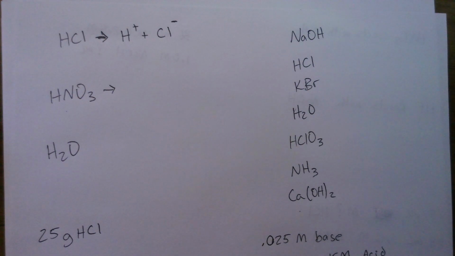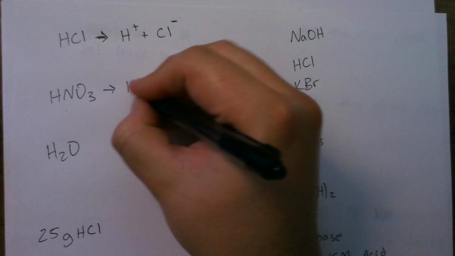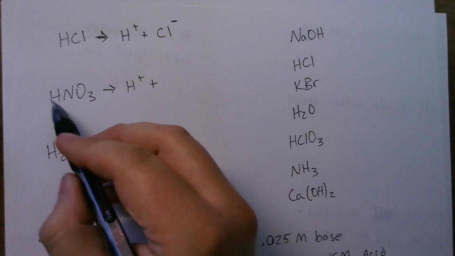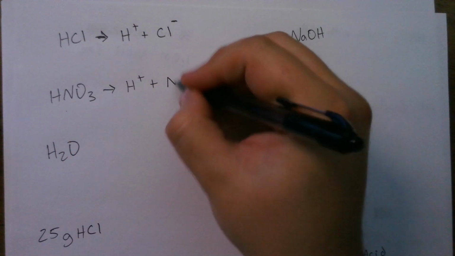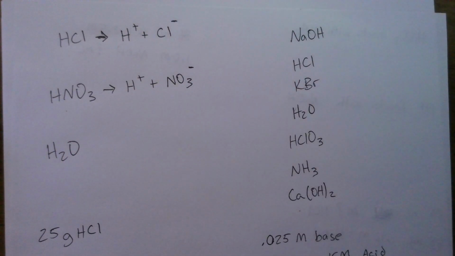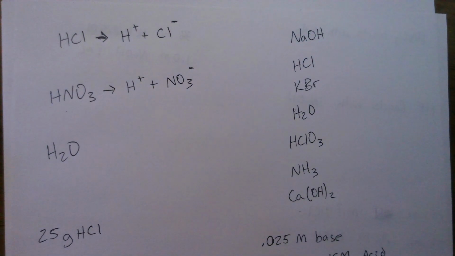HNO3 is called nitric acid. This loses its H+, and the rest of it, NO3, with its minus charge, is left. And then I have H2O. H2O is an amphoteric molecule. It can sometimes behave as an acid and sometimes behave as a base.